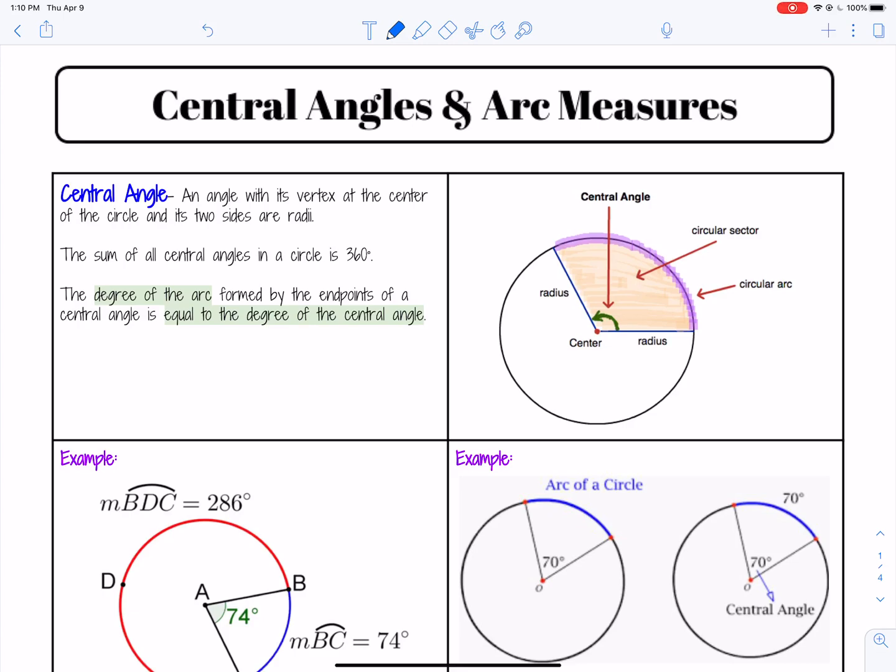In this video, we're going to take a look at central angles and arc measures. A central angle is an angle with its vertex at the center of the circle and its two sides are radii. The sum of all central angles in a circle is 360 degrees, and the degree of the arc formed by the endpoints of a central angle is equal to the degree of the central angle.